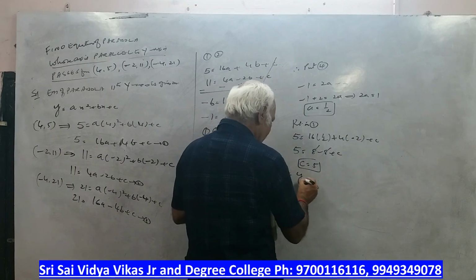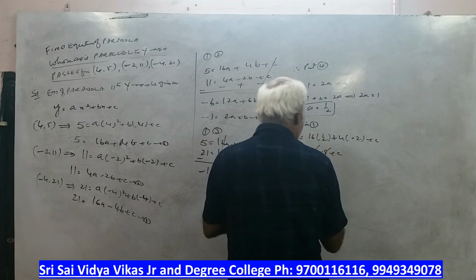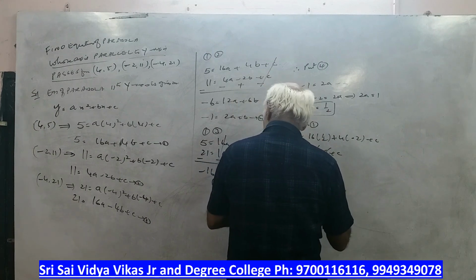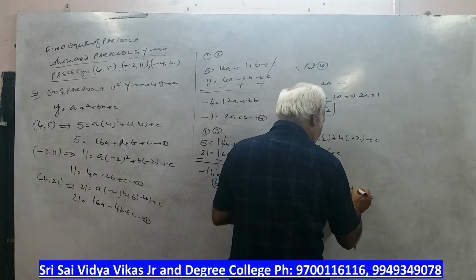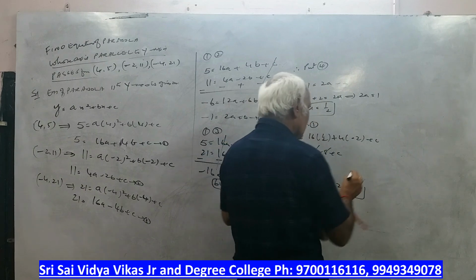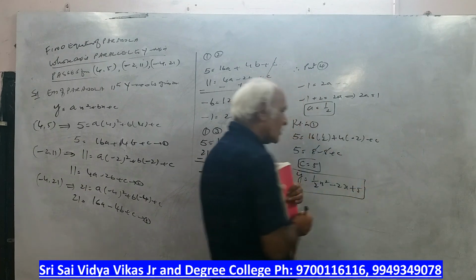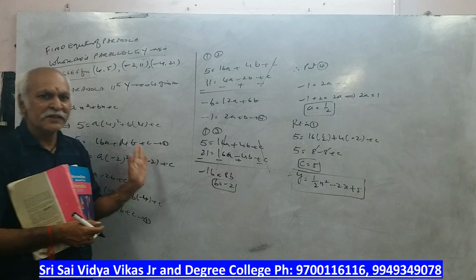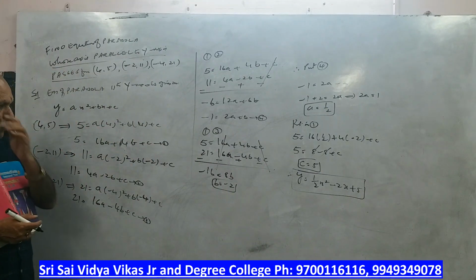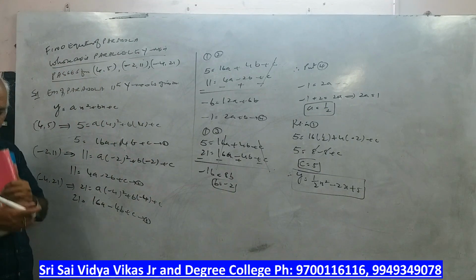Therefore, y is equal to ax square. What is the a value? 1 by 2. And what is the b value? Minus 2x plus c value is 5. Okay, here we have seen parallel to x-axis and parallel to y-axis. Okay, these models are very, very important. Okay, we'll complete.